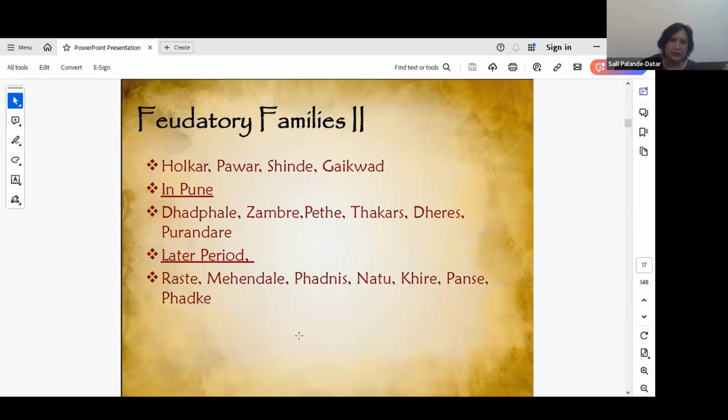So here, as I said, we have Shindes, Gaikwads, Holkars in the larger part of India. Then in Pune itself, we have various sardars managing Pune. In later times, we see a rise of many Deshastha and Konkanastha Brahmins like Rastes, Mehendales, Fadnis coming down from Konkan and occupying territories in Wai, Menavli, Pune, Satara, and so on.